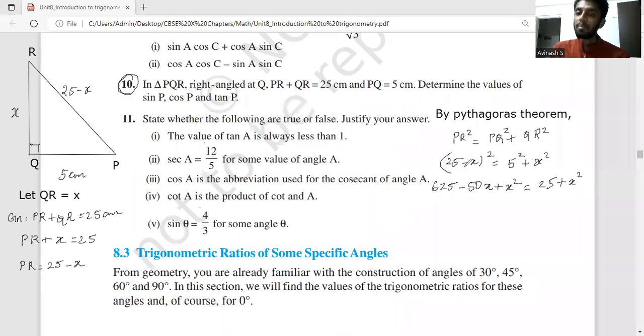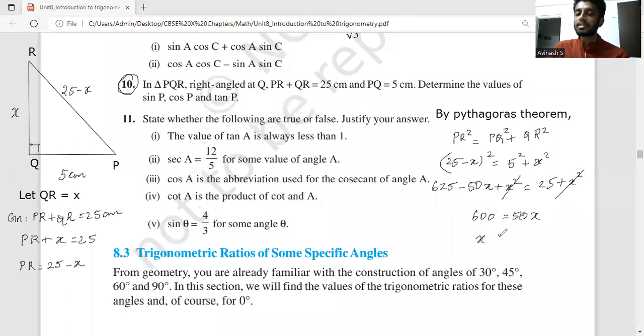On the left hand side we are applying (A minus B) the whole square. Now X square and X square will get cancelled. Minus 50X, when it goes to the right side, it becomes plus 50X. 25, when it comes to the left side, it gets subtracted. So we get 600 is equal to 50X.